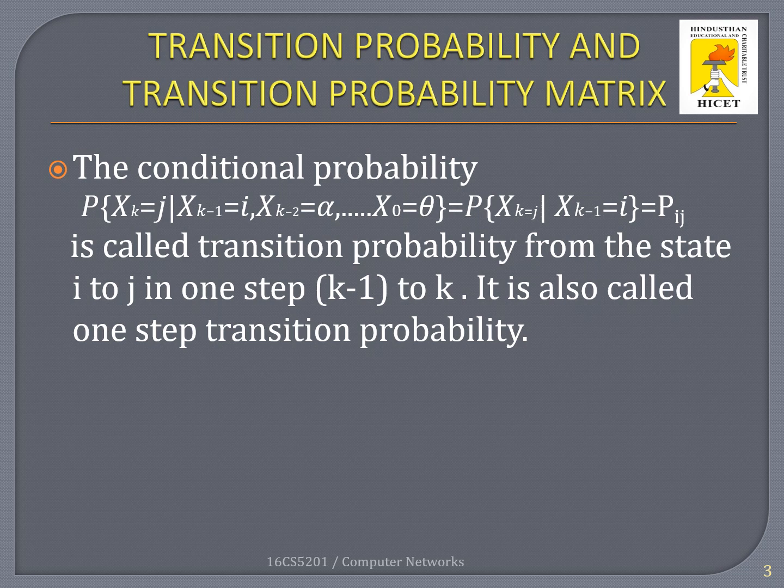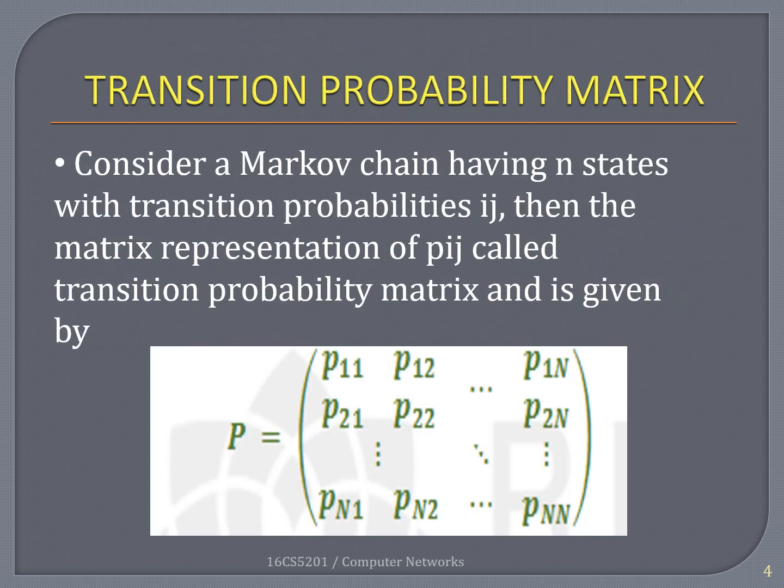Here it goes from the state i to the state j. It took one step, k minus 1 to k. So we call it the one-step transition probability. Consider a Markov chain having n states with the transition probabilities Pij. Then the matrix representation of Pij is called the transition probability matrix and is given by P equal to the matrix with first row P11, P12, etc., P1n, then P21, P22, etc., P2n, and the last row Pn1, Pn2, etc., Pnn.